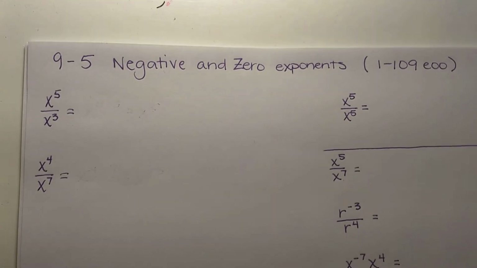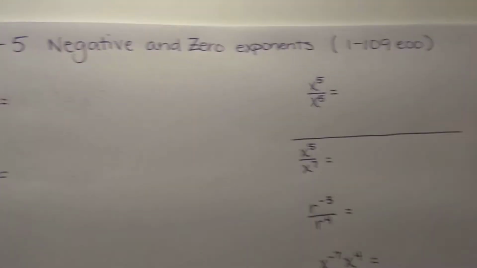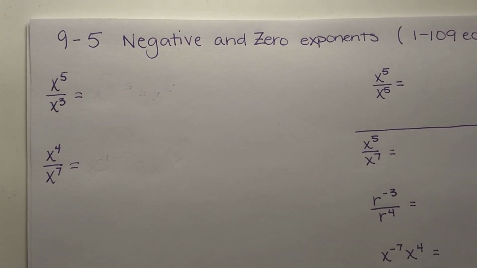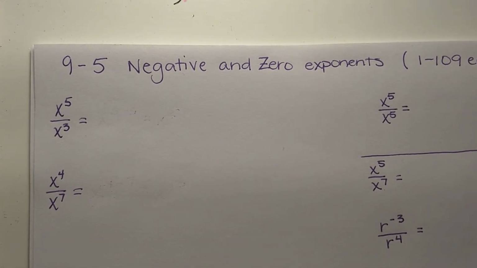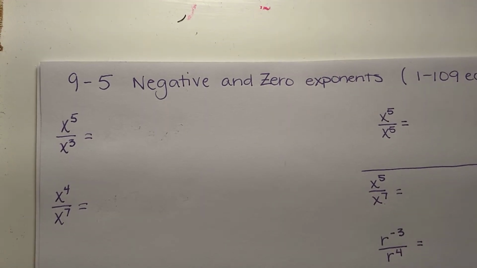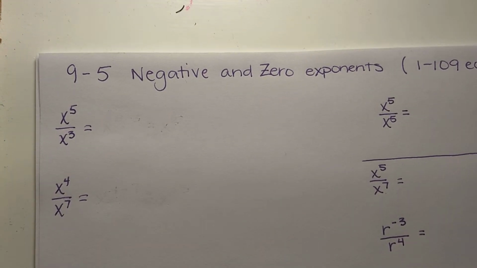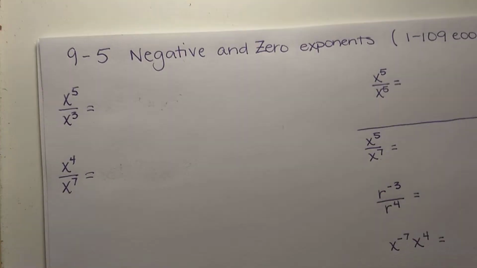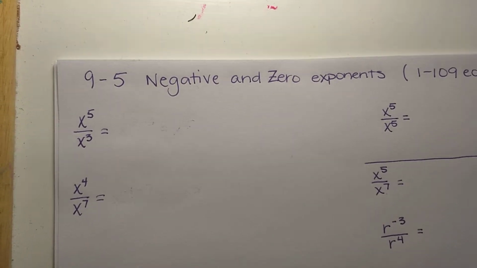9.5 is negative and zero exponents. So we've talked about positive exponents and done a little bit. We'll review a tiny bit and then talk some more. So first we have x to the fifth over x to the third.